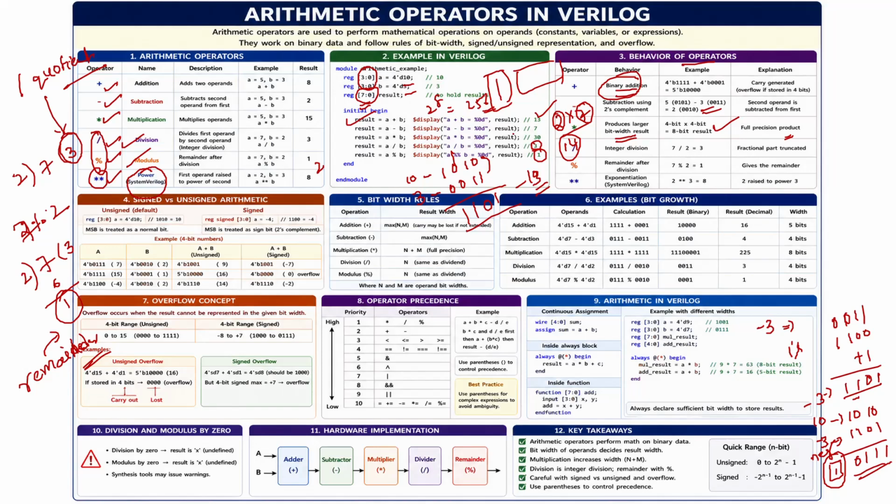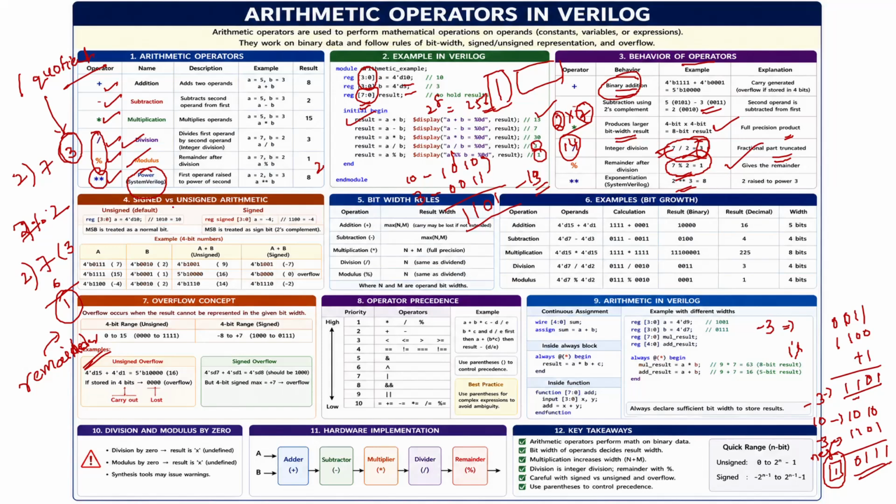Not a problem. See, and then integral division. Integral division stores the quotient value. Whatever the fractional value we have will be eliminated. Truncated means eliminated. And then 7 percent 2 means you are storing the remainder value; it gives the remainder. And then exponential means raising to powers of 2, like 2 power 3. In that way we have it.